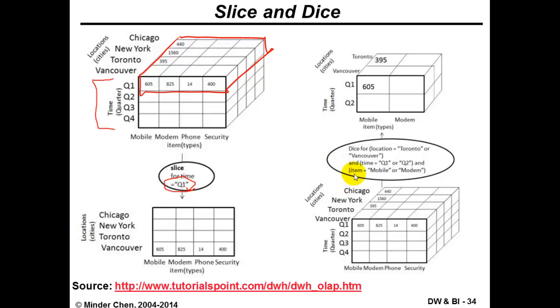Dice: basically we create a subset of the existing cube. So in this case, we're going to pick Toronto and Vancouver, and then maybe the first two quarters of sales data, and also only mobile device and modem. So we end up with a 2x2x2 cube instead of a 4x4x4 cube. That's called dice. You're getting a subset of the original cube, which makes it easier if that's the only subset of data you want to look at for further analysis.